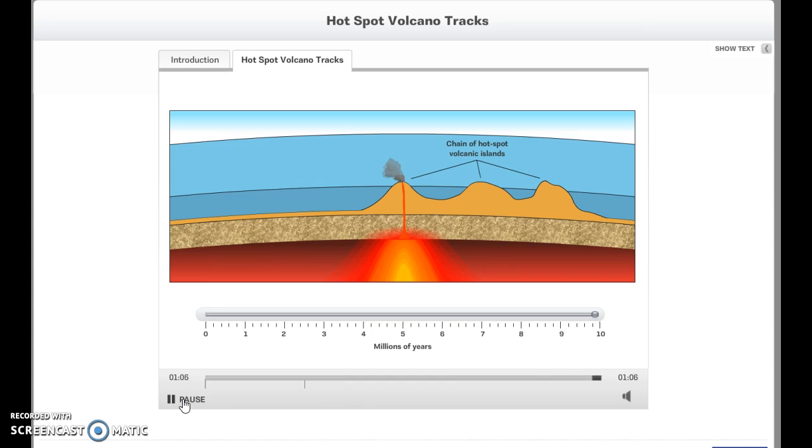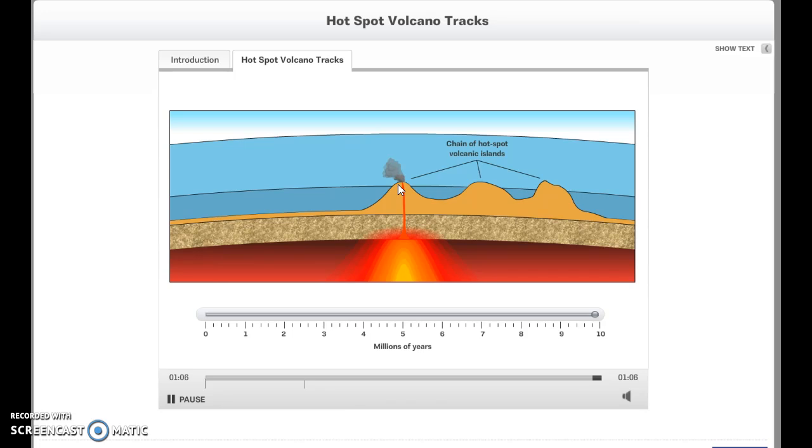Right? Two key bits of evidence that support that idea is that when we look at the age of the rocks on the islands, the lava rocks, the igneous rocks on the furthest island are the oldest, and then they get younger and younger, with the youngest rocks being found on the currently active volcanic island. In this case, it's the Big Island of Hawaii.